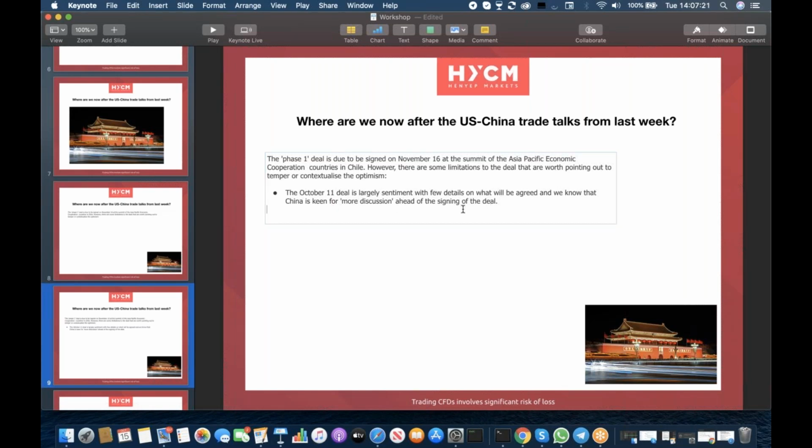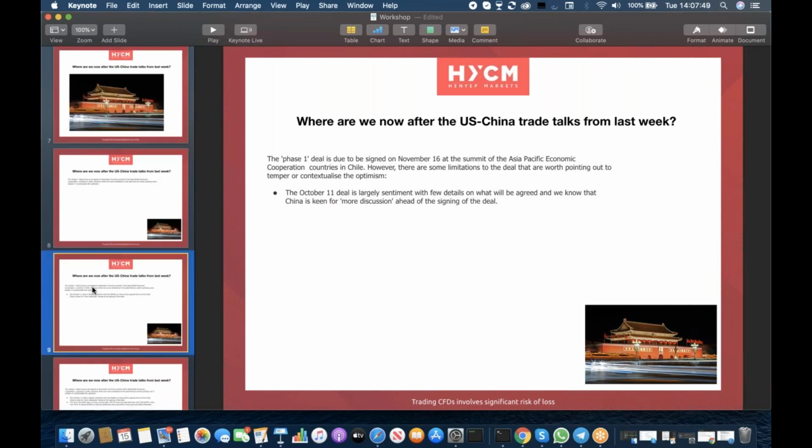And that's why we saw a comment from China yesterday saying that China are keen for more discussion ahead of signing the deal. And that was the first indication that was saying, yeah, okay, you're great, but we need to discuss and get some more detail into the nuts and bolts of the phase 1 deal. So that was a tempering of risk sentiment yesterday. It was a little bit uncertain with that.